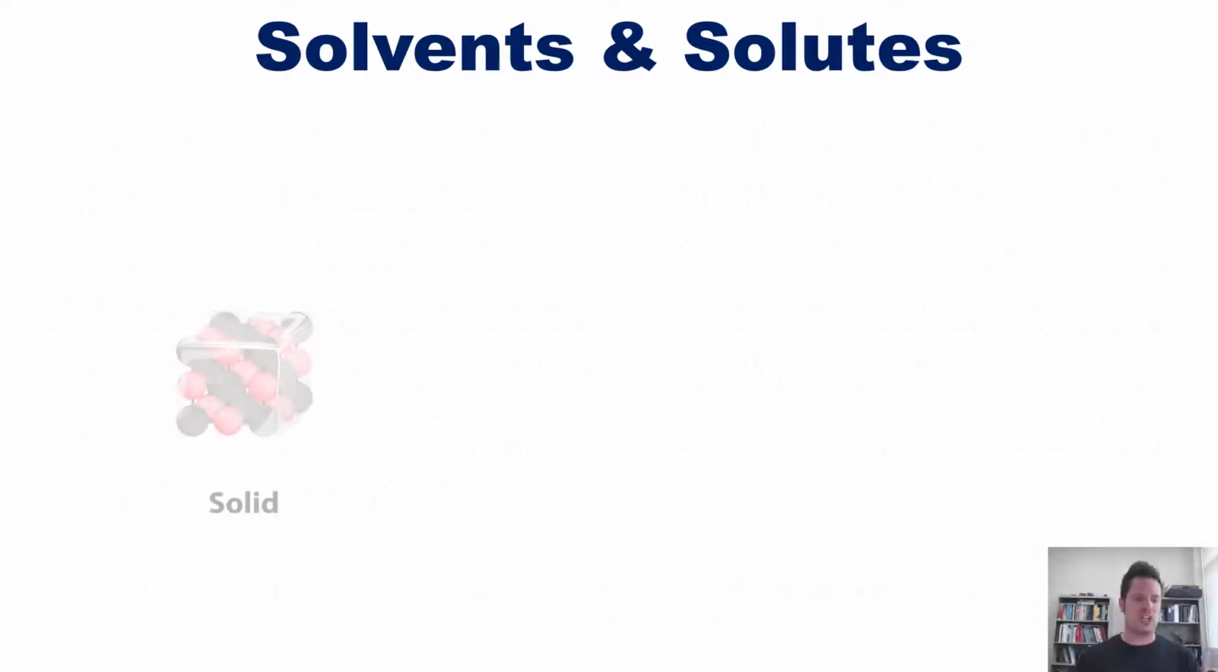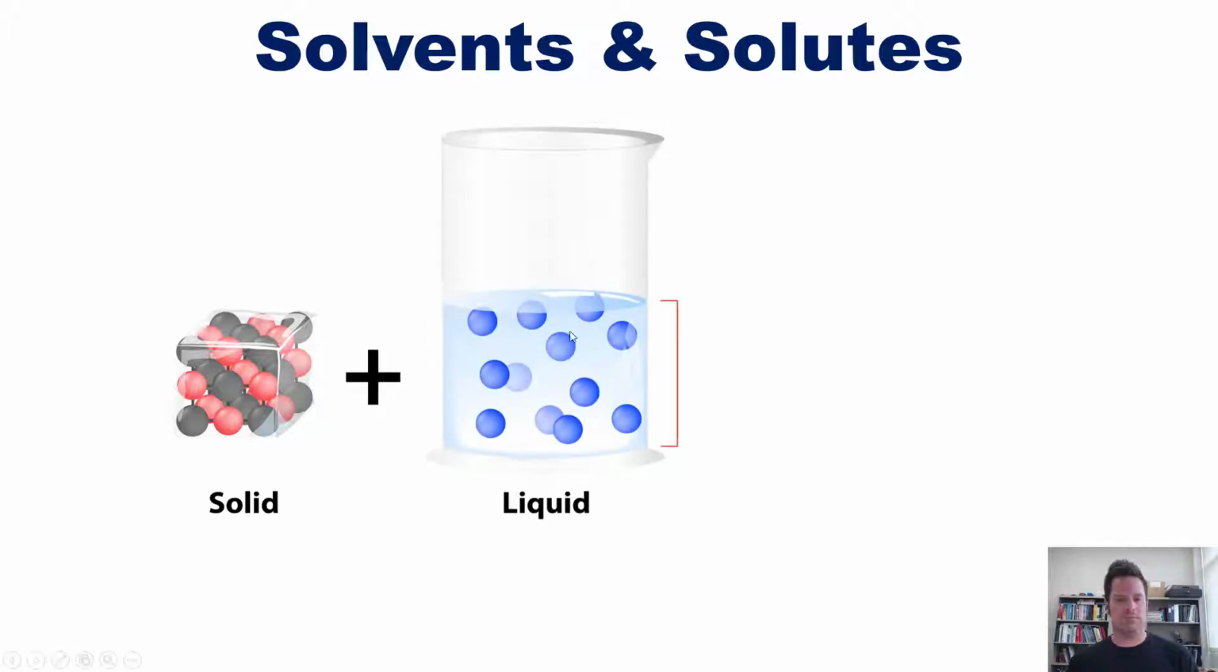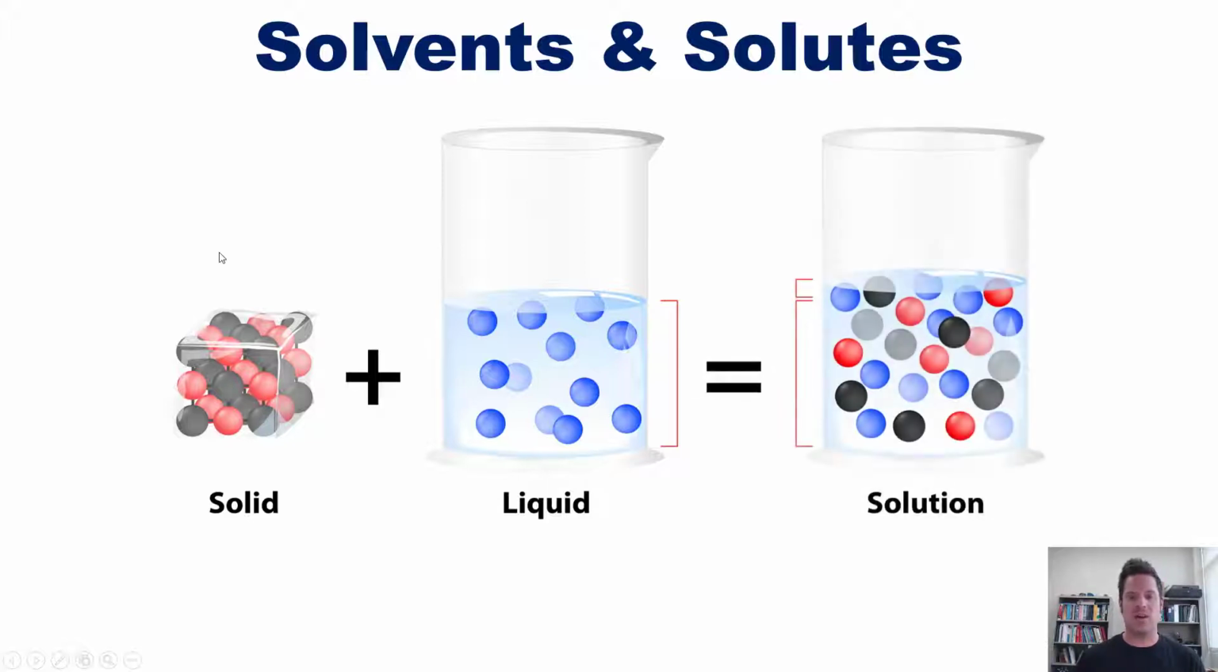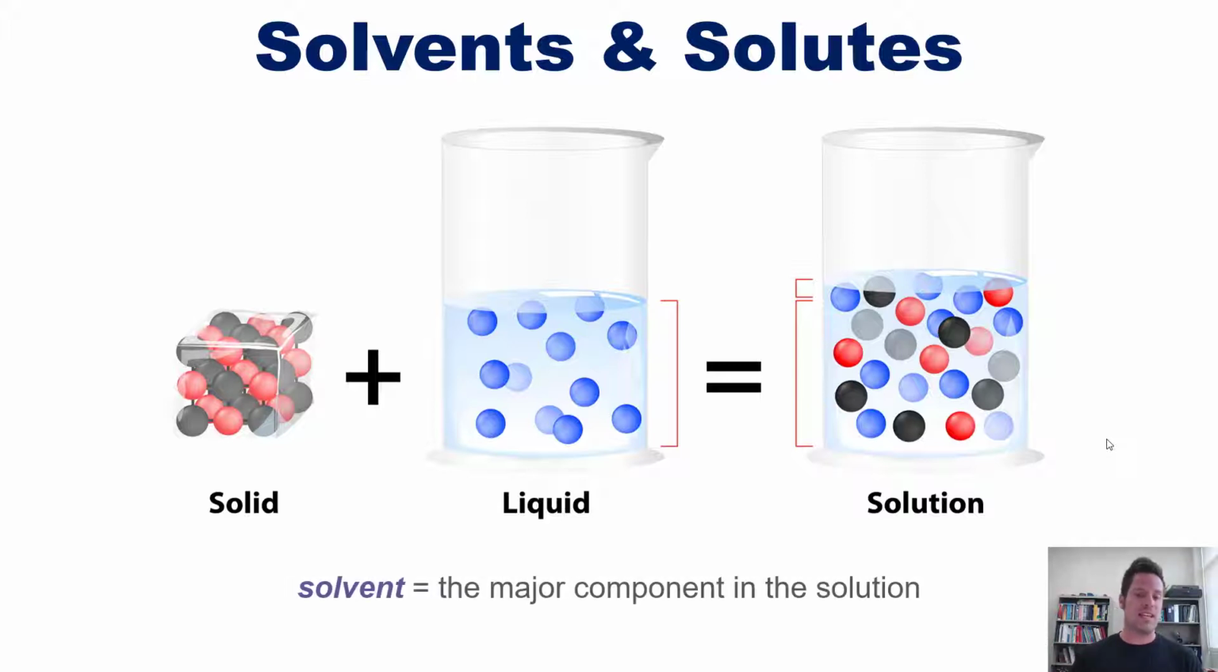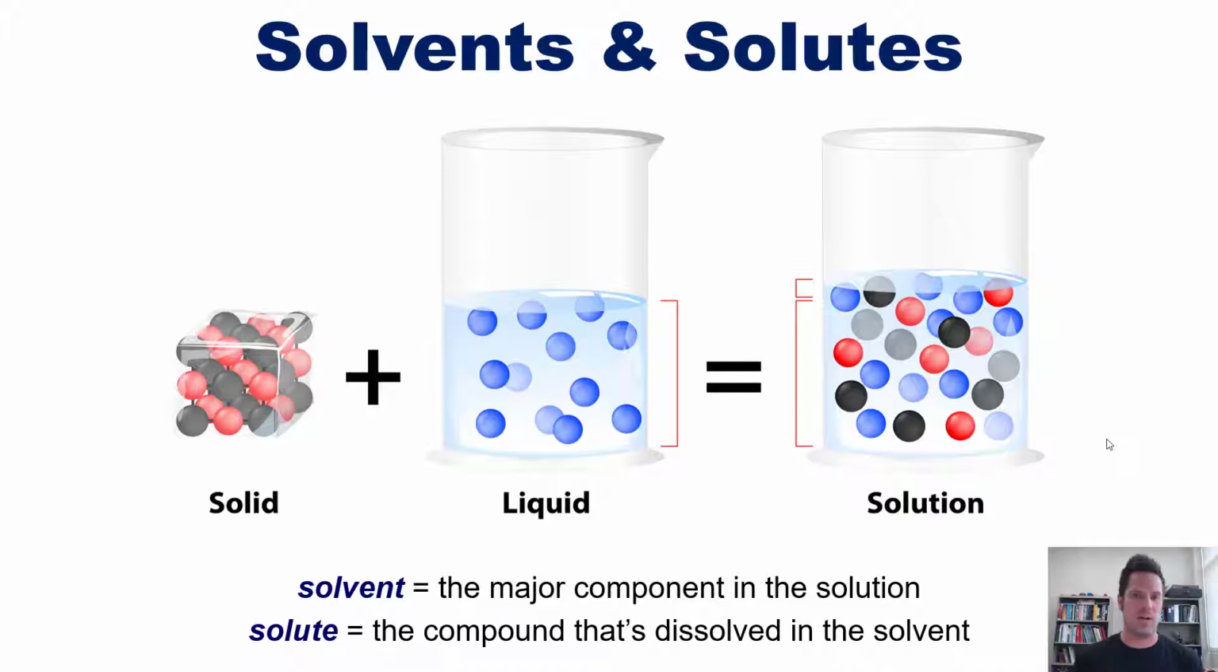Pictorially then, you can imagine a solid, such as table salt or something represented here, being added to a liquid. Now, if the liquid is added in a larger amount and the solid molecules or atoms start to separate out inside the liquid and disperse among them, then we call this a solution. It is a homogeneous, that is evenly distributed, mixture of a solute and a solvent, where the solvent is the major component in solution and the solute is the minor component in solution.